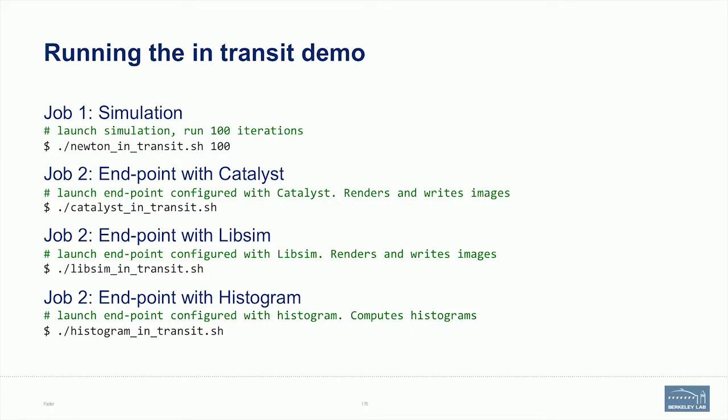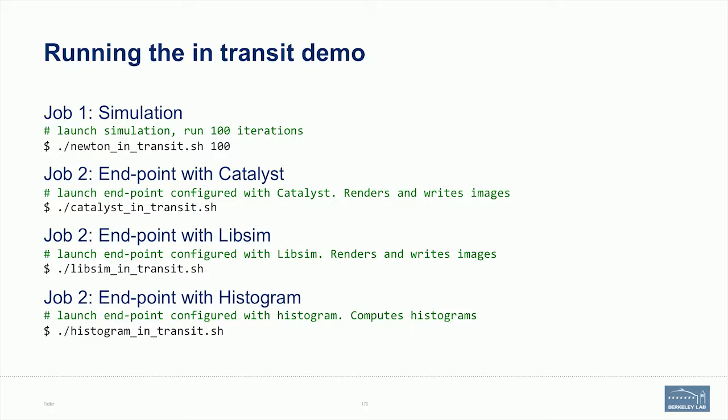OK, so running the demo, we'll switch into the VM, and we can try this. There are two terminals. We're going to use two terminals, and we're going to have two jobs in all cases. So this will be an in-transit demo. The simulation is going to be the same for every use case. We're going to tell the simulation to run 100 iterations, and it's going to configure itself to use ADIOS transport.